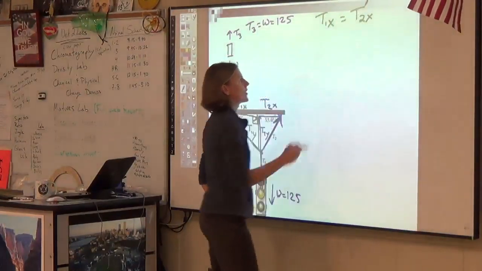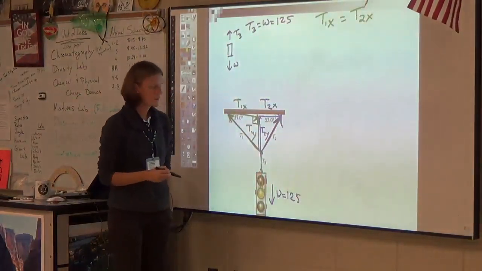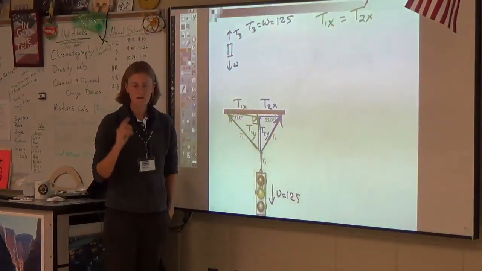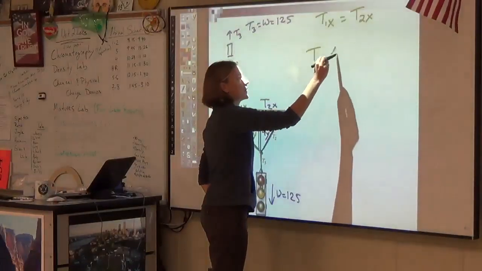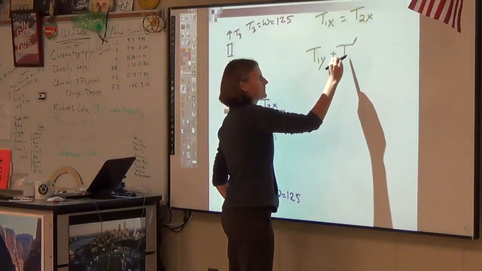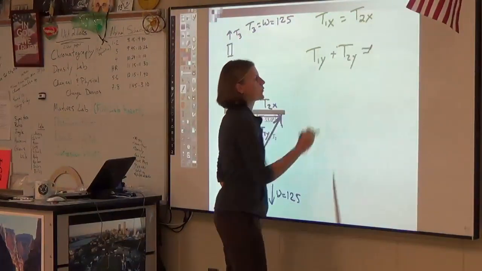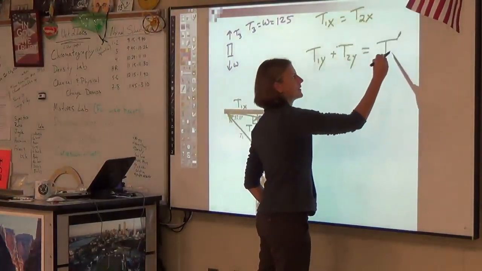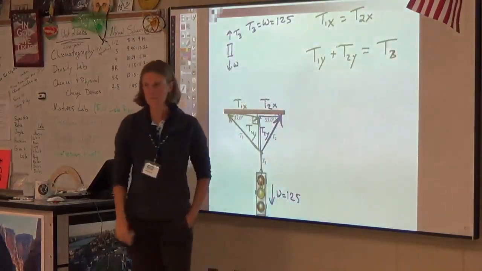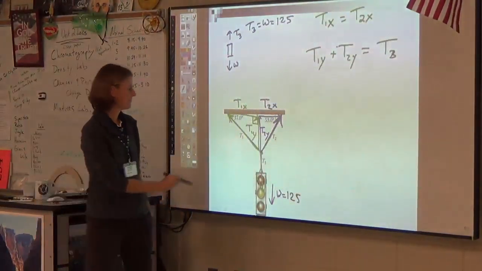All right, how about up, down? What's true? T1y plus T2y has to be equal to T3. Very good. Both of the y's are acting the same way. They're both going up, supporting the weight of that thing, and it should equal T3. All right, so since I had a good diagram, I was able to come up with the equations I needed.